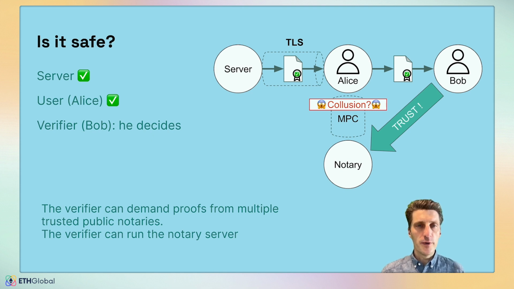If Bob, the verifier, trusts the notary, the data he receives from Alice can be trusted too. Bob can tell Alice which notaries he trusts, and Bob can also demand that Alice provides proofs from multiple notaries to increase certainty. Bob can also run the notary himself, eliminating any trust assumptions at all.